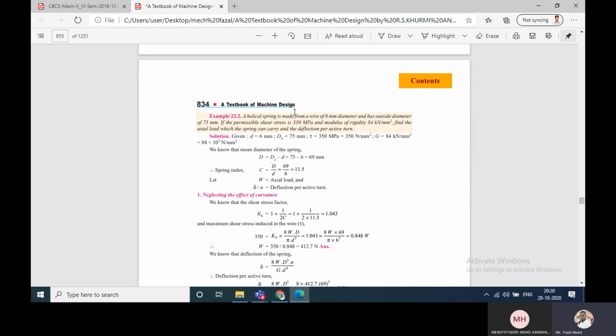A helical spring is made from wire of 6 mm diameter. The diameter of the wire is given. It has an outside diameter of 0.75 mm. It means after making the wire, the diameter.